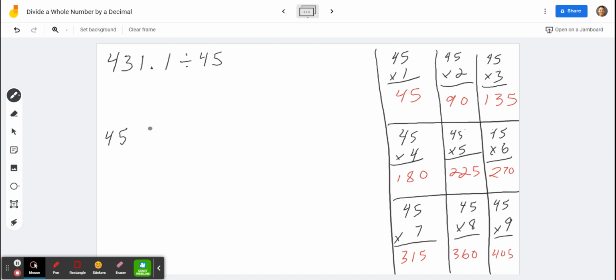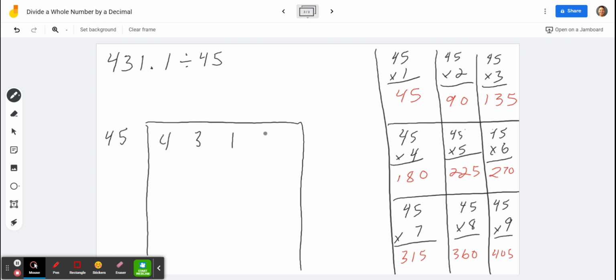So divisor out there, I'll need 4, 3, 1, 1. Don't forget the decimal, make sure it matches exactly where it is in the original expression. Right, and remember, if the decimal is there in the question, it's going to be there in your final answer. So do that first so you don't forget to add that decimal.